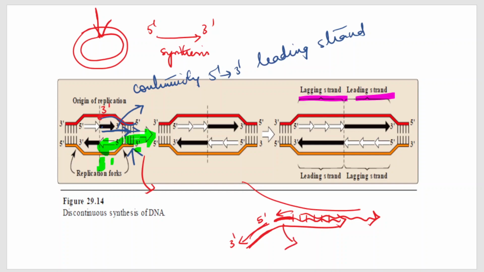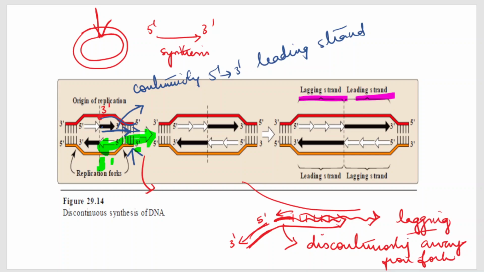So this strand which is synthesized discontinuously, away from the replication fork, is called the lagging strand. So the strand which is synthesized continuously is the leading strand. The strand which is synthesized discontinuously away from the fork is the lagging strand.